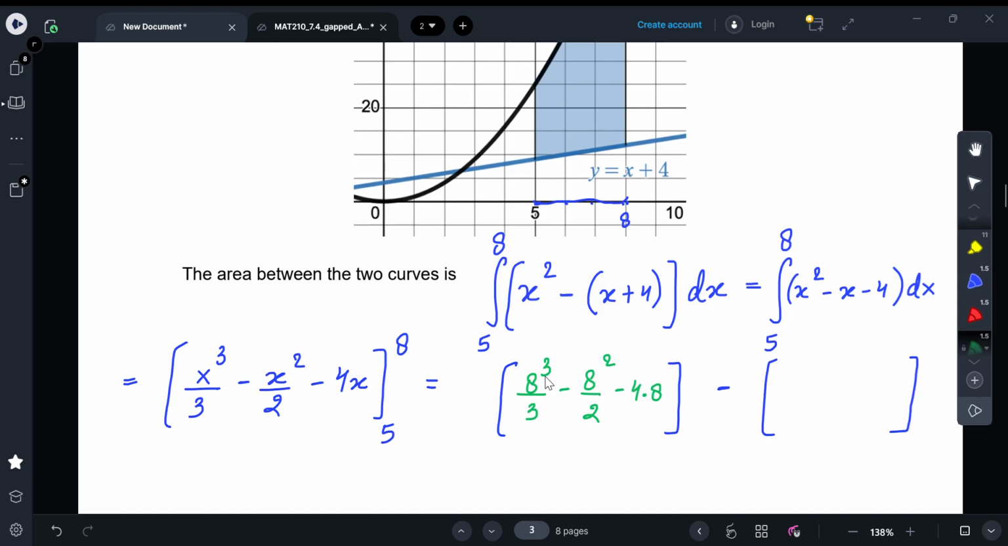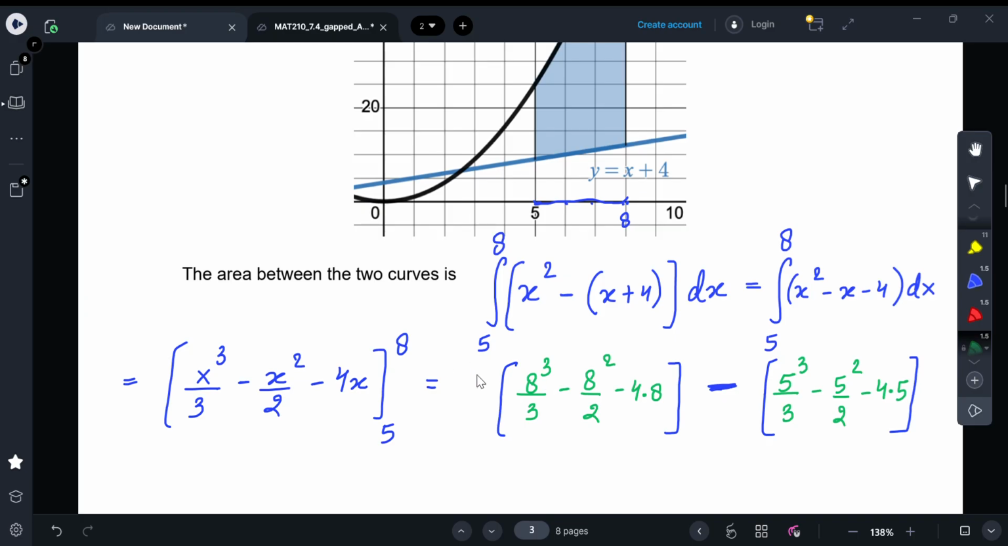Okay. And in the second bracket, and yes, some of you are asking me this question in the group work. Yes, it's always a negative. Whenever you solve a definite integral, this is the rule. You subtract the lower limit x values from the upper limit. Okay, so I'm going to do the same thing. Replace the second bracket, replace the x with the lower limit, which is 5. Minus 5 square over 2 minus 4 times 5.